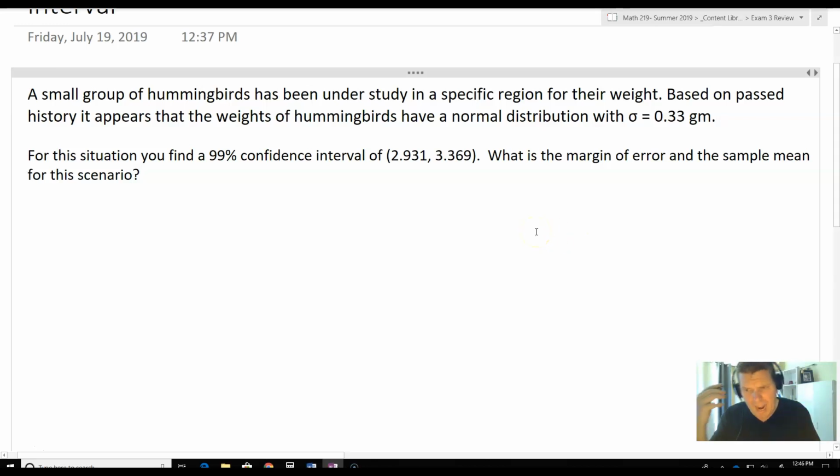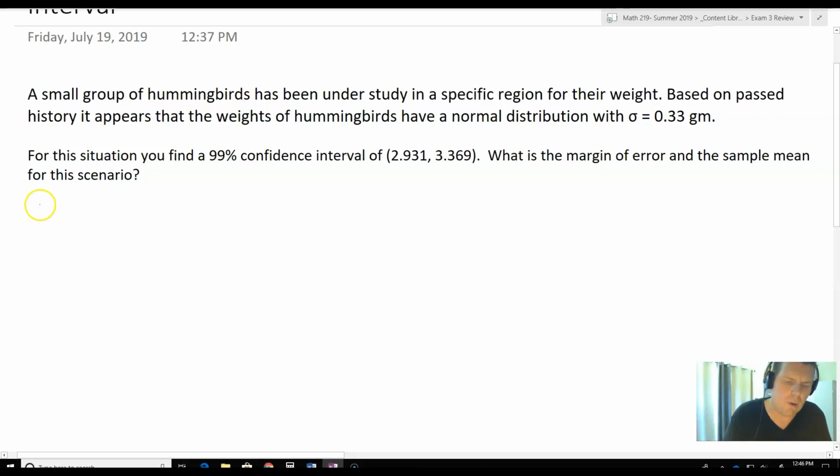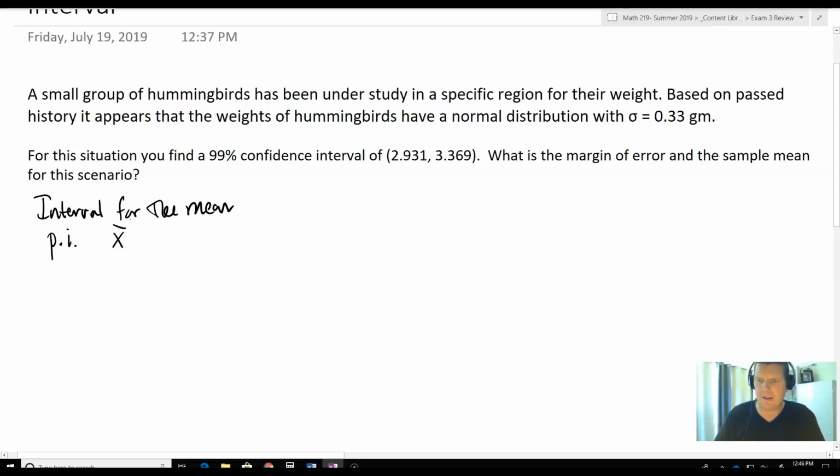So I always want to be thinking to myself, okay, some basic information. What am I looking for? This is going to be an interval for the mean, and that's really important because it will tell me what kind of point estimate I'm going to be looking for. So it's an interval for the mean. My point estimate, or PE, is going to be X bar. And then I'm going to have a margin of error.